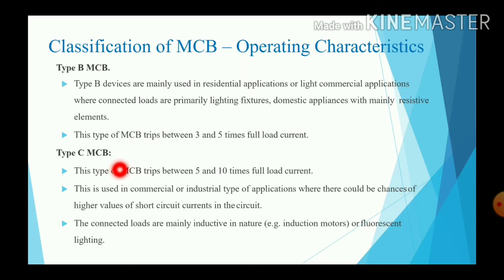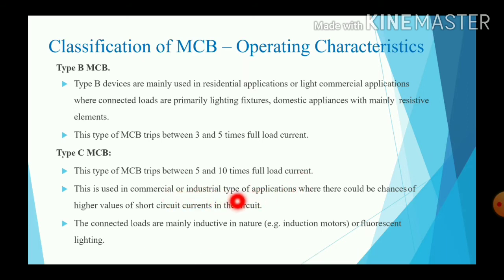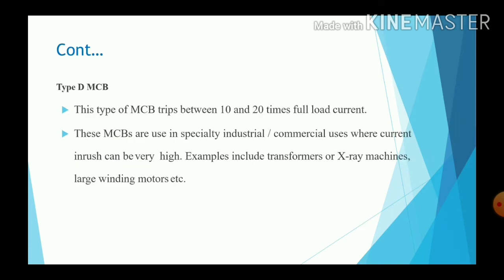Next, Type C MCB. This type of MCB trips between 5 and 10 times full load current, and this is used in commercial or industrial applications where there could be chances of higher values of short circuit current in the circuit, and the connected loads are mainly inductive in nature. Type D MCB trips between 10 and 20 times full load current. These MCBs are used especially in industrial or commercial use where the current inrush can be very high. Examples: X-ray machines, large motors, etc.